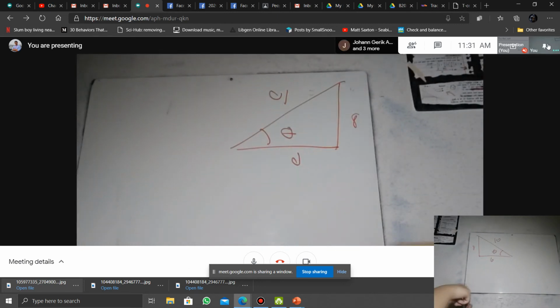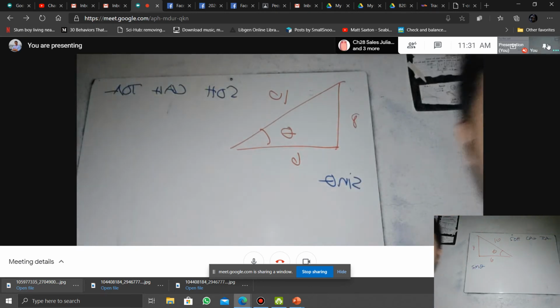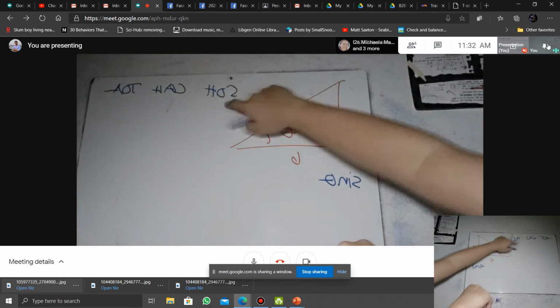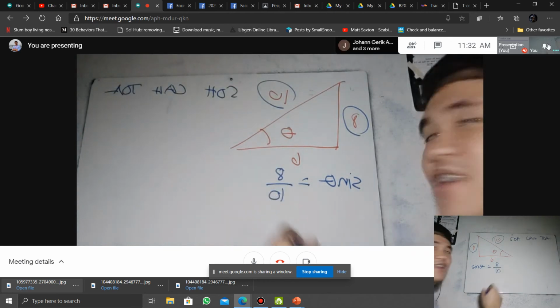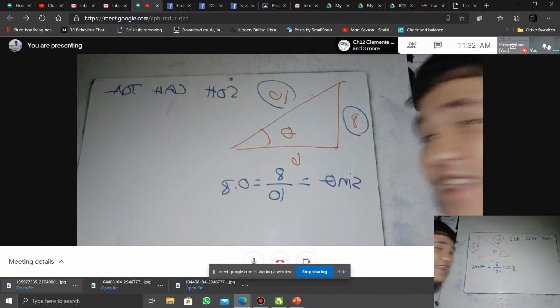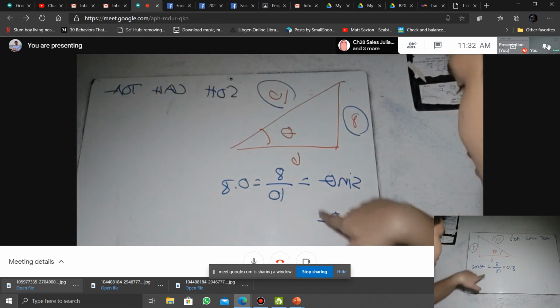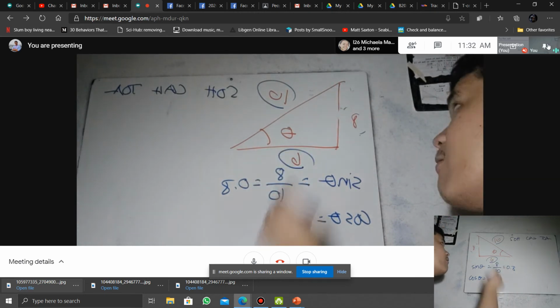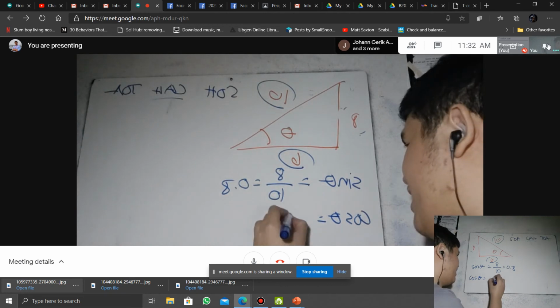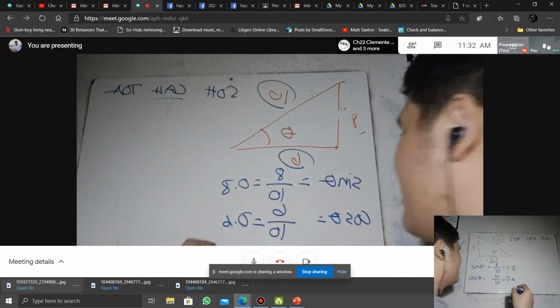Sin theta. Let's see, sin theta. So, katowa, di ba? Dali lang to, guys. Don't worry. Sine theta. Opposite over hypotenuse. Pag-calculate natin to, 0.8. Cosine theta. Adjacent over hypotenuse. 0.6. OA. Tangent theta.